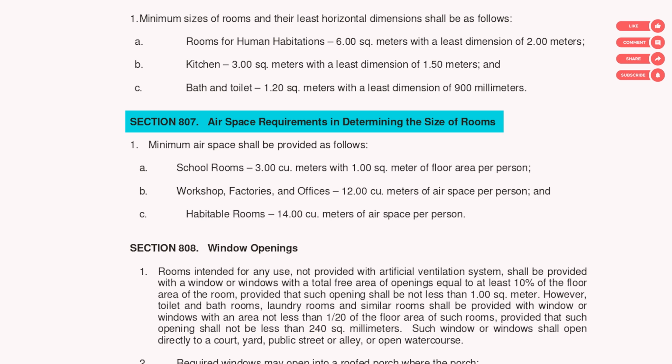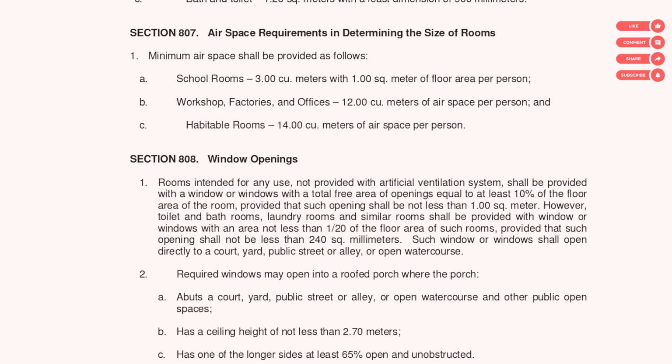Kapag schoolroom, the minimum volume is 3 cubic meters per person. Make sure then there's 1 square meter floor area per person. Kapag workshops, factories, and offices, 12 cubic meters per person. Kapag habitable room, 14 cubic meters per person. Again, for me, volume requirement yan. Pero if you want to be strict about it, airspace requirement yung nakalagay sa building code. Okay? So yun yung requirements.